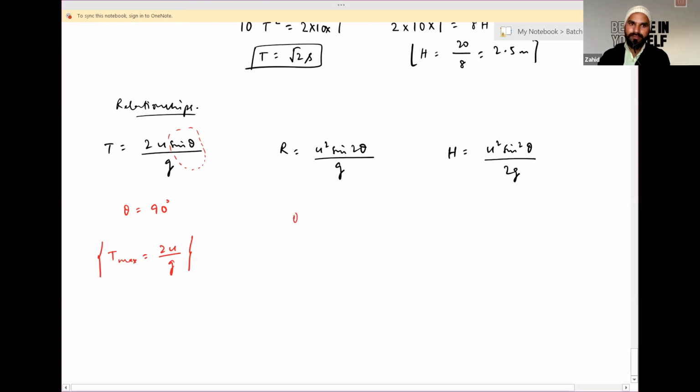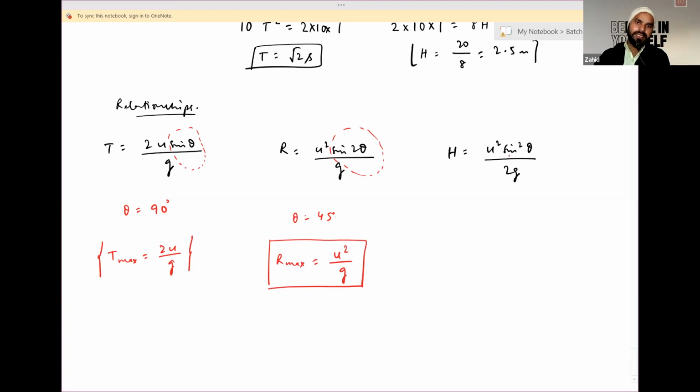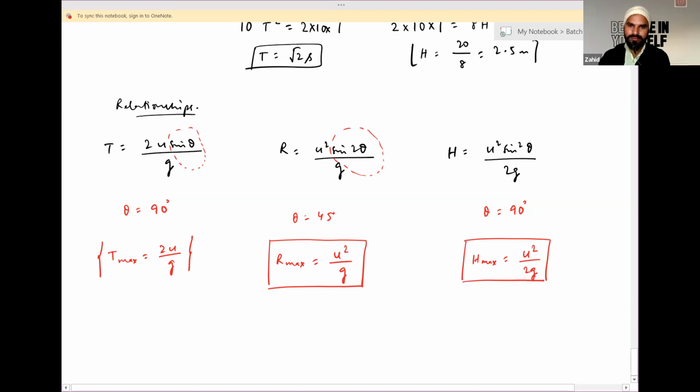Similarly, in the range, if you put theta to be 45 degrees, 2 into 45 will become 90, and sine 90 will be maximum, plus 1. So range max equals u square divided by g. So the range of this projectile will be maximum at 45 degrees. In the third part, for height, if you put theta to be 90 degrees, sine of 90 will be 1. So h max equals u square divided by 2g. So these are the conditions to get the maximum value of all these terms.